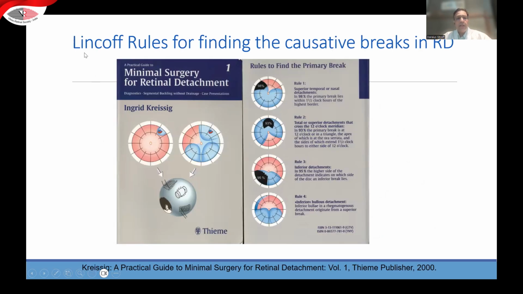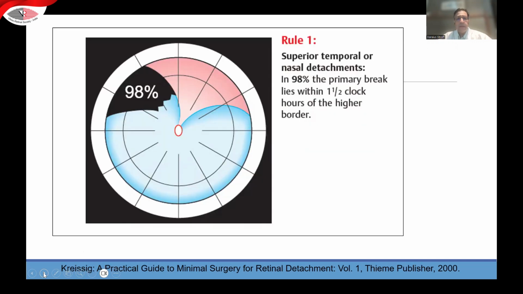So these are the Lincoff rules for finding the causative break, because if you cannot find the break, you cannot treat the detachment and you cannot move forward. So this is a beautiful book which has been put together by Professor Kreissig, and I would recommend all the students to read this book or go through these rules which I'm going to tell you now.